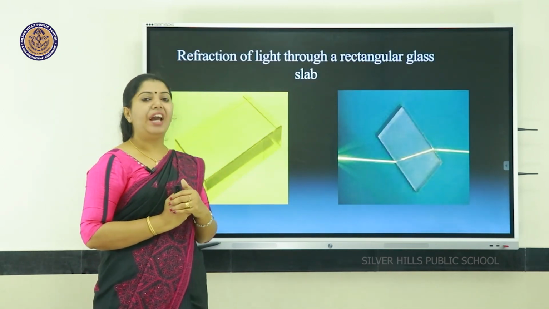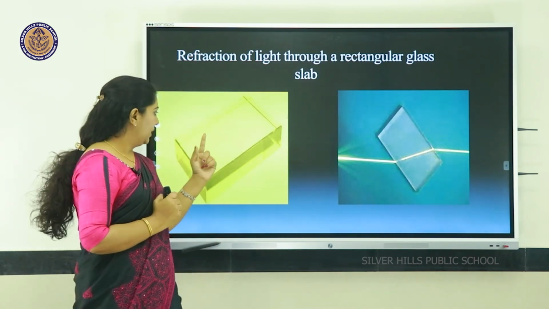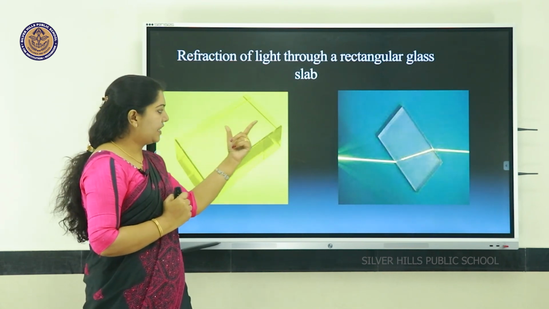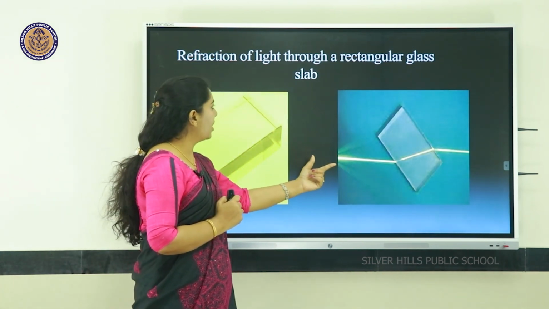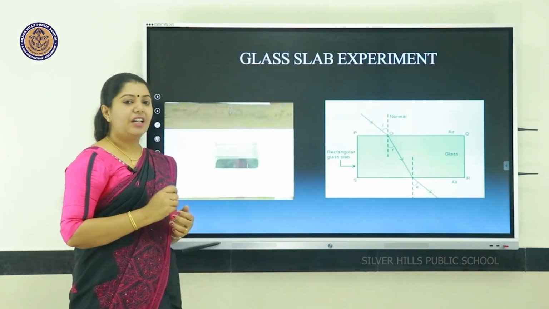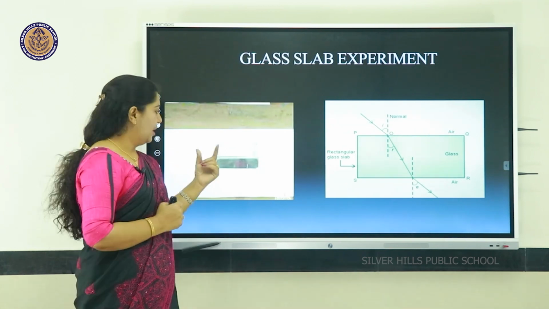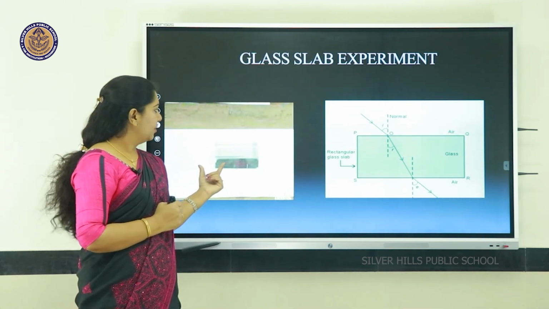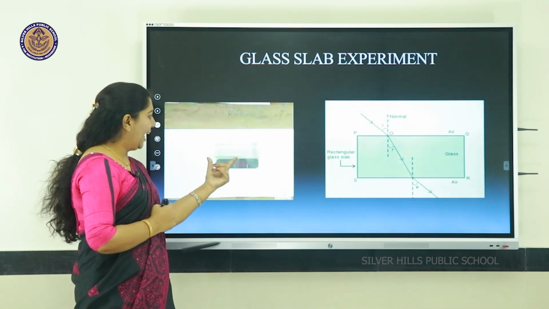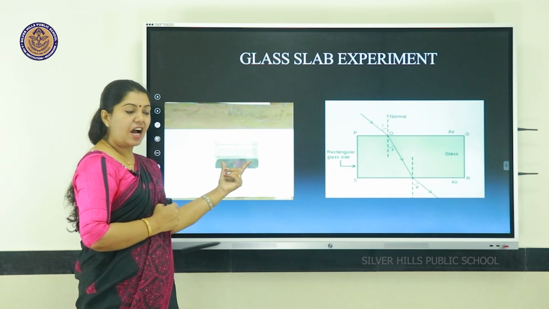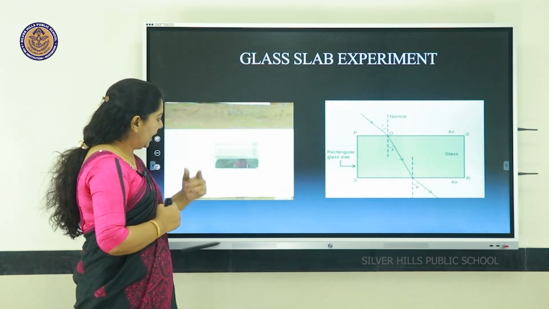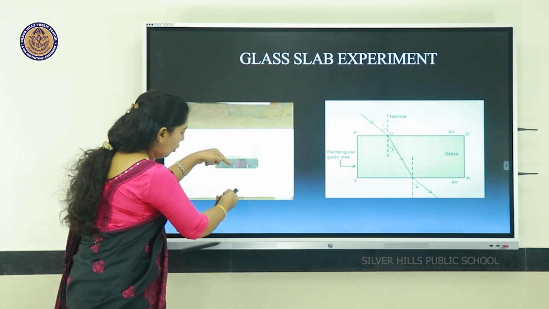Refraction of light through a rectangular glass slab. This is the rectangular slab made of glass. And the second figure shows the refraction of light through a rectangular glass slab. Glass slab experiment. Fix an A4 sheet of paper on the drawing board using pins. Place a rectangular glass slab over the sheet in the middle. Draw the normal.